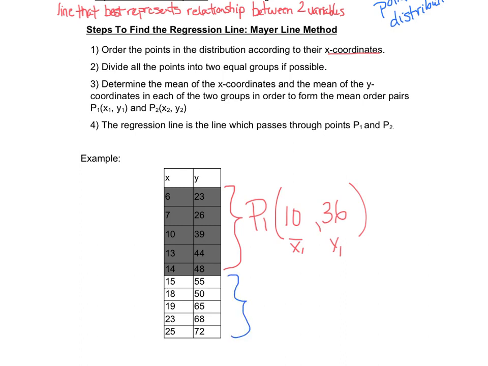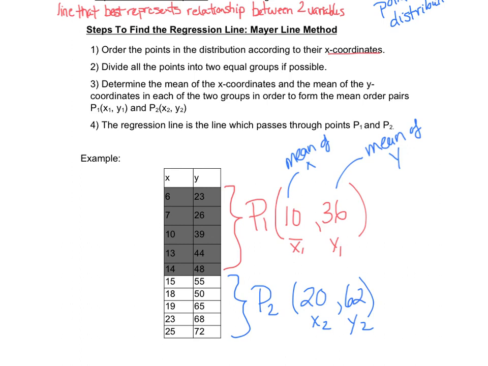Now I'd like you to find P2. You're doing the same thing now, the mean of x and the mean of y, but for this group. Pause the video here, please, and find those means. You should have found these values for the mean of x is 20 and the mean of y is 62. We're going to label that x2, y2.